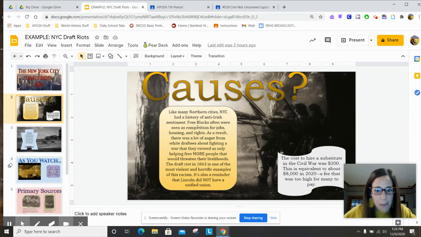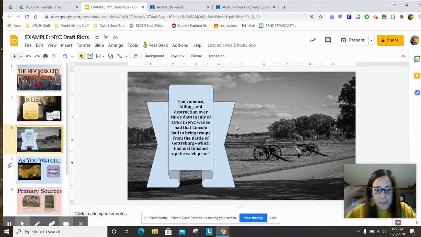So I talked a little bit about the background here, about the racial unrest, about the fact that there had already been a lot of anti-African American feelings, especially amongst the Irish minorities living in places like New York City. That's a huge cause of this event, so I made sure to explain that. I gave a statistic here to bring it to life a little bit. Then you can see what actually happened.